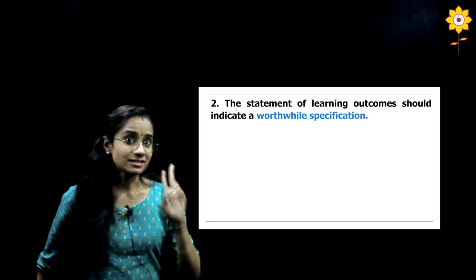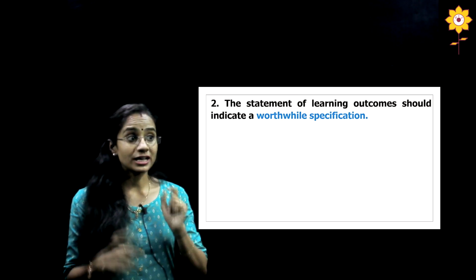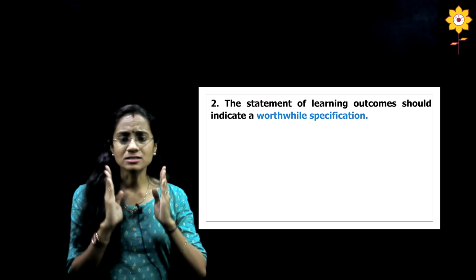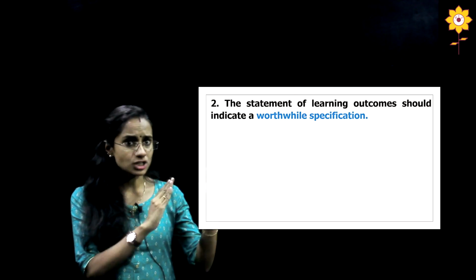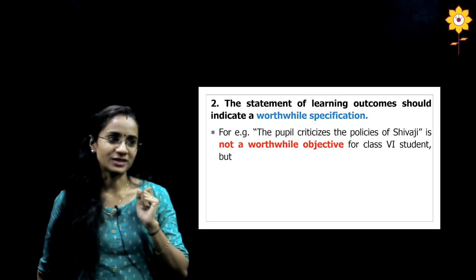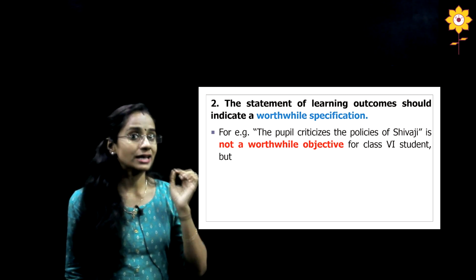Now, let's understand the second criteria. The statement of learning outcomes should indicate a worthwhile specification. Now, why is the word worthwhile specification highlighted here? What do you think? Let's learn this through an example.